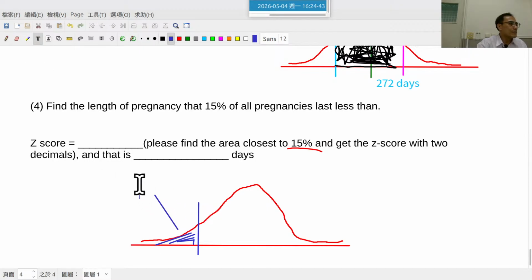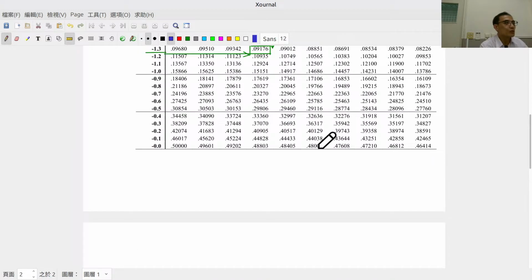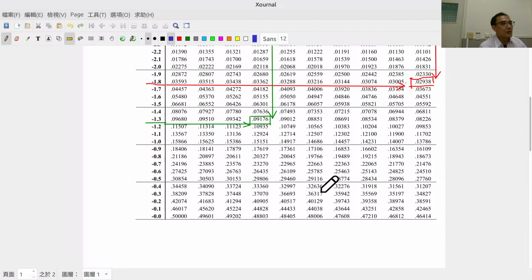That is 15% of all area. Do you remember the area under the curve, all area under the curve is 1. So how can you get 50%? 0.15. Thus, this time we find the area first. Where is the 0.15? 0.99? 0.70? Too large. Okay, we can find a 0.15 somewhere here.